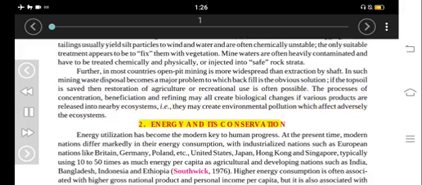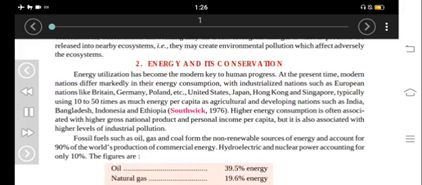2. Energy and its conservation. Energy utilization has become the modern key to human progress. At the present time, modern nations differ markedly in their energy consumption, with industrialized nations such as European nations like Britain, Germany, Poland, etc., United States, Japan, Hong Kong and Singapore, typically using 10 to 50 times as much energy per capita as agricultural and developing nations such as India, Bangladesh, Indonesia and Ethiopia.